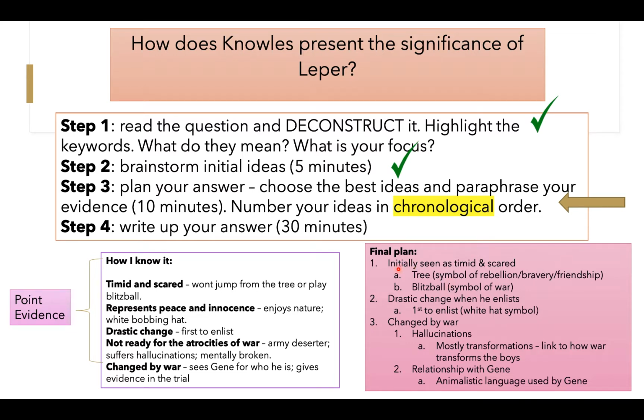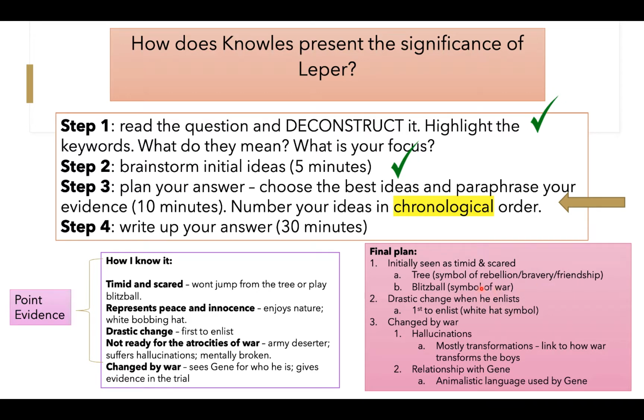So initially, he's seen as timid and scared, and I know this because of the tree. I'm then going to talk about method here. So the tree is a symbol of rebellion, bravery, friendship, and blitzball is a symbol of the war. So then I'm also talking about technique, and this is going to remind me when I start to write up my essay, oh yeah, I want to mention that it's a symbol, and then I want to analyse this symbol, because you still want to get your marks for analysis. Even if you're not choosing a quote that you can analyse, you can still analyse other techniques used by Knowles.